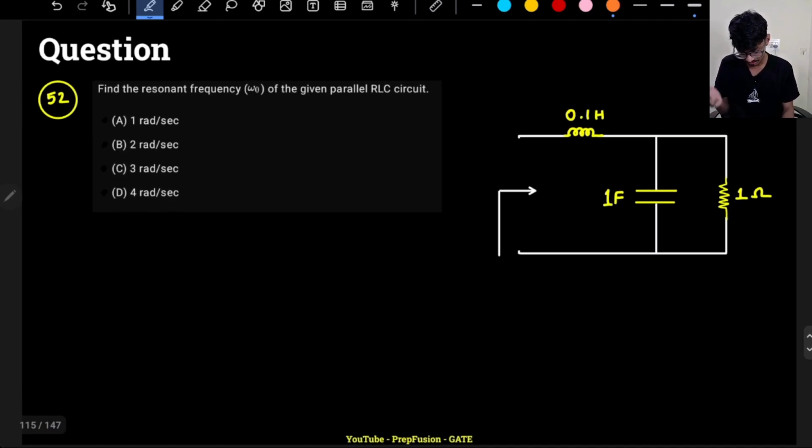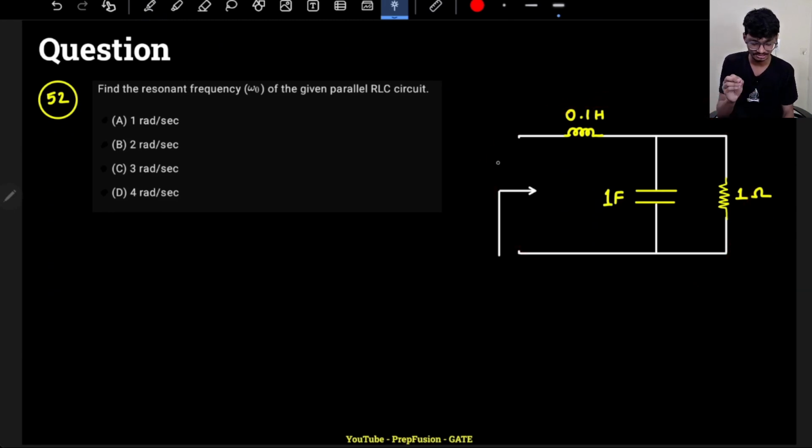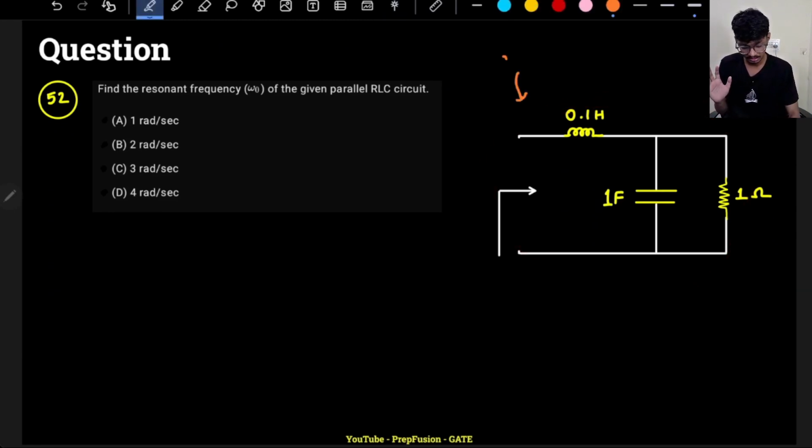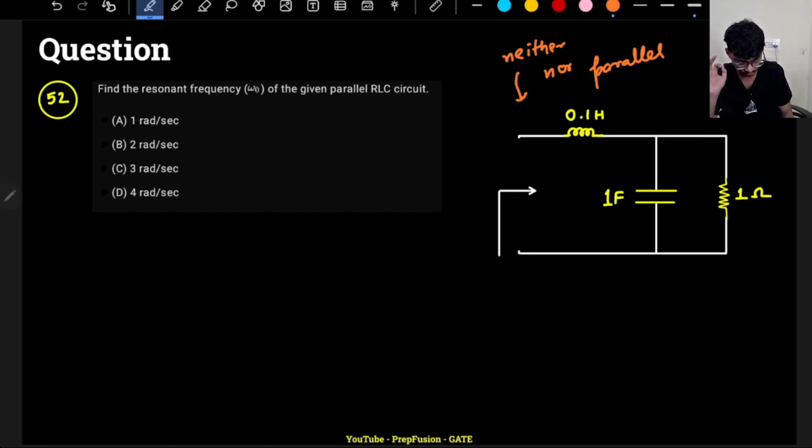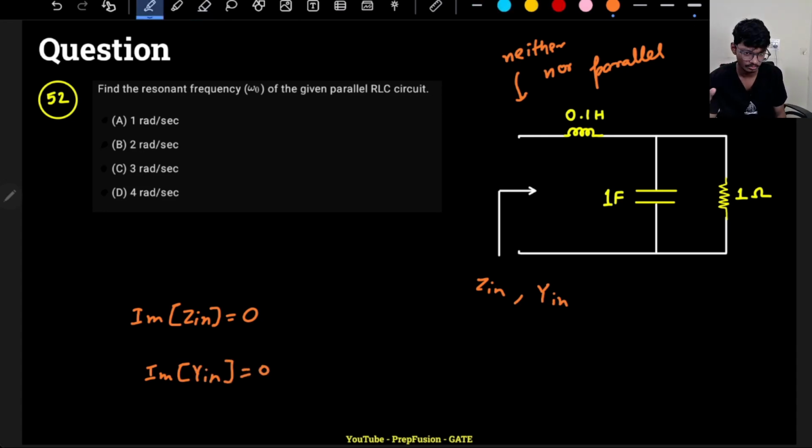So this is the next question. We have to find out the resonant frequency of this circuit. Now this is not a standard parallel RLC circuit, neither series nor parallel. For these kinds of questions, you can do two things. You find the input impedance Z and make the imaginary part of the input impedance 0, because I know my circuit behaves as purely resistive when it is at resonance. Or you can find the input admittance and make its imaginary part 0. Both will give you the same result.